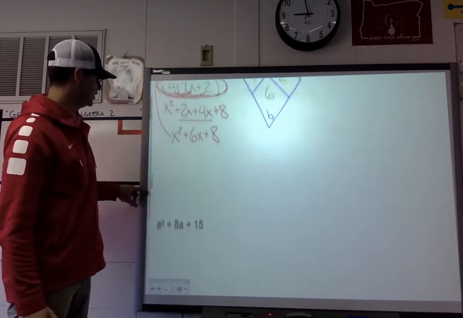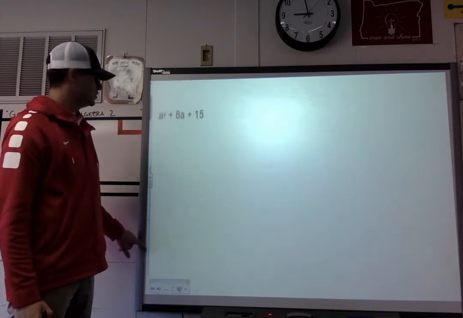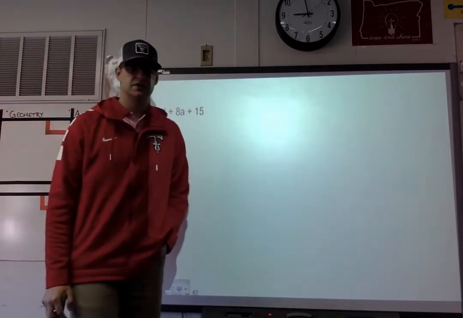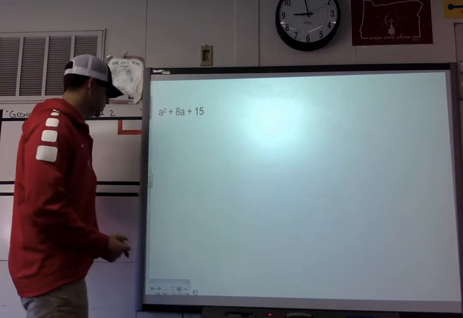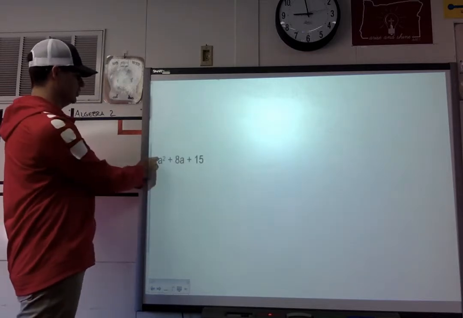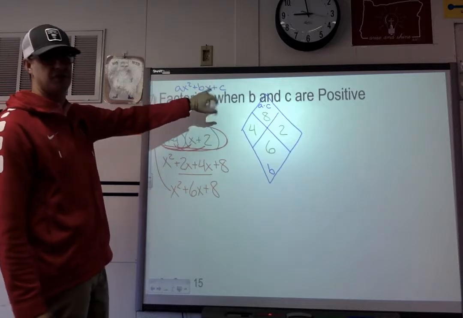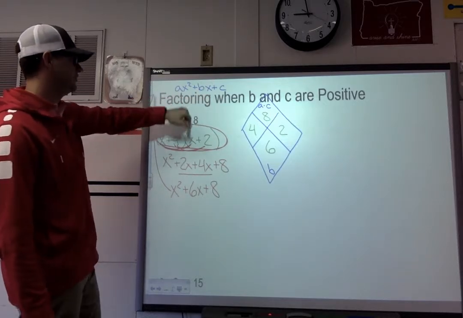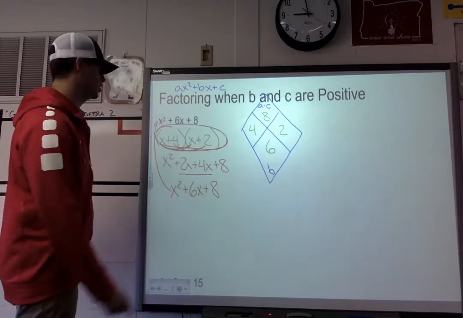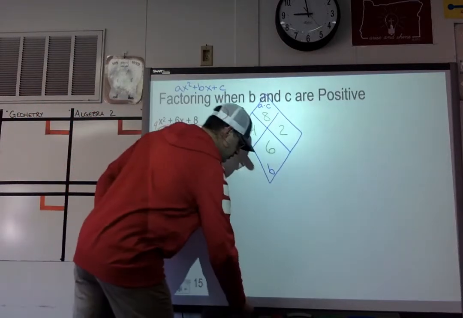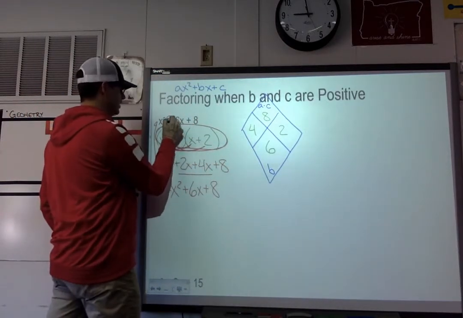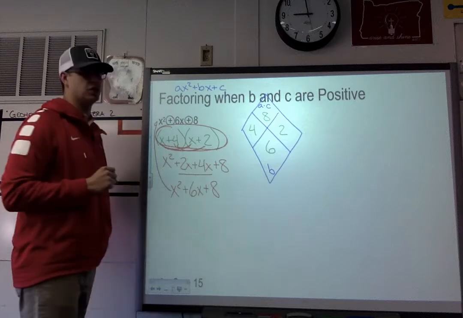Now let's do another one. This time I'm not going to draw in the diamond. What we're trying to do, again, remember, since it only has a coefficient of 1, and again, I forgot to read up here, this slide is factoring when b and c are both positive. So that means we're going to have addition in both places here.